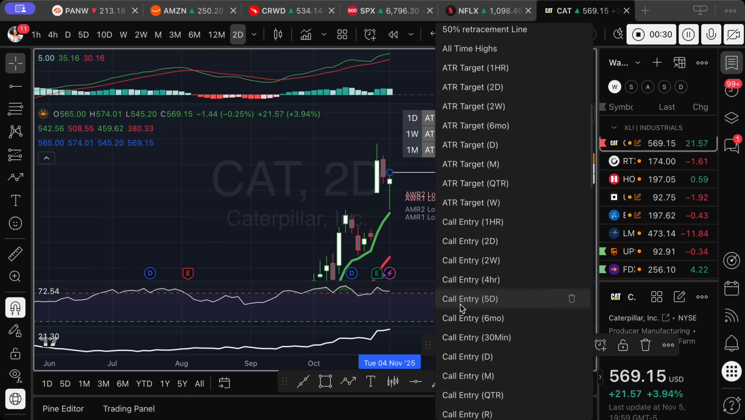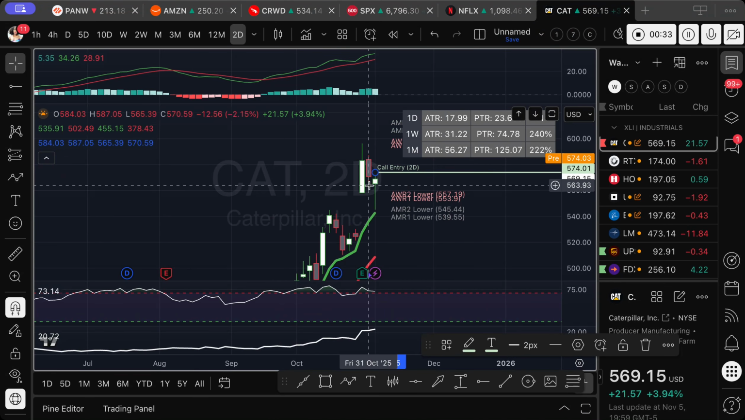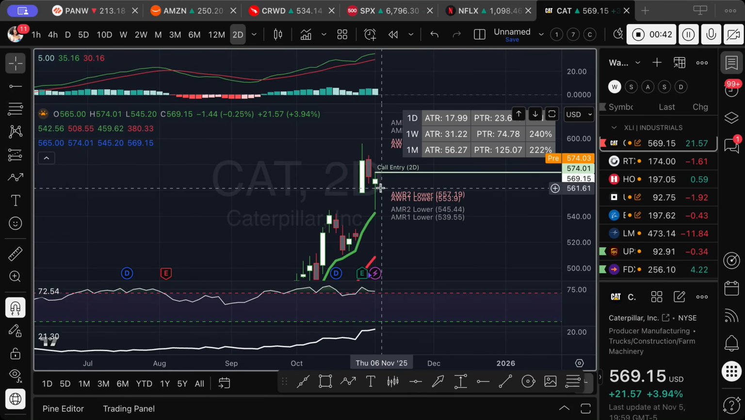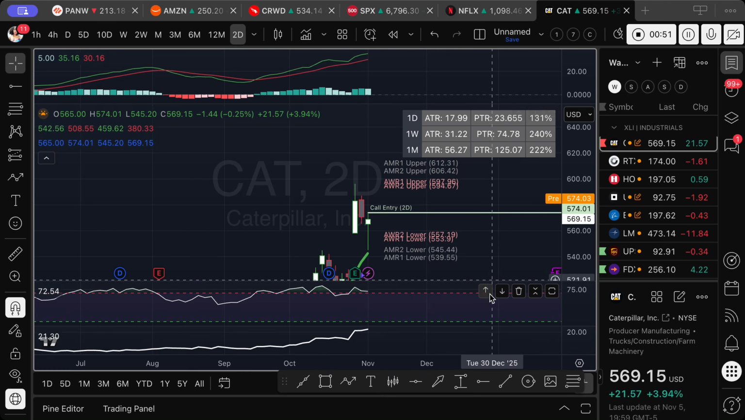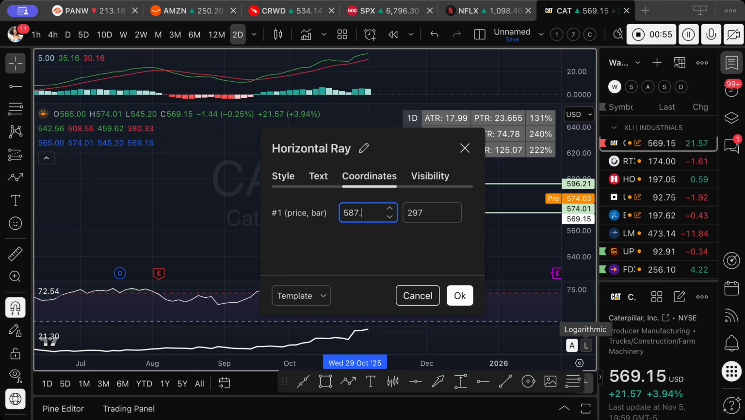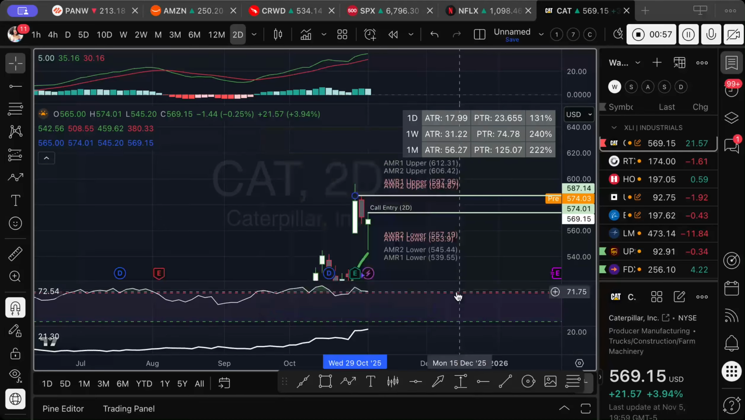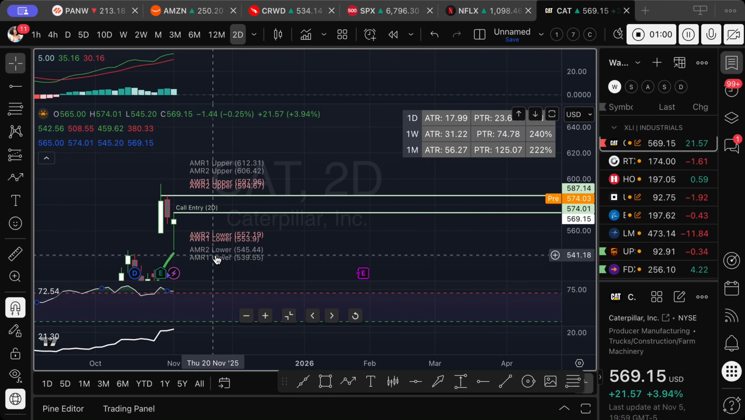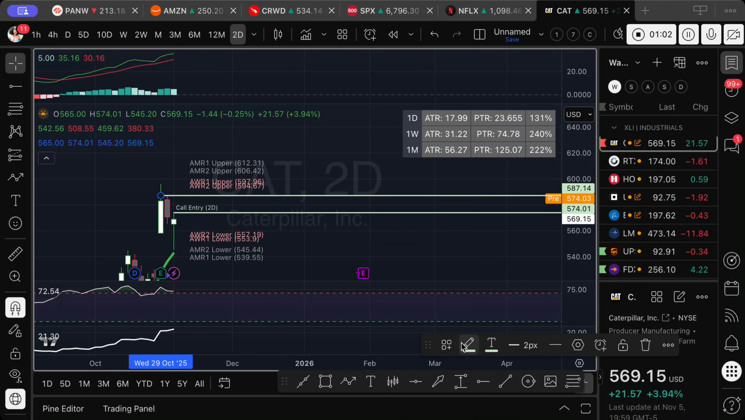So this is going to be our call entry off of the 2 day time frame. And let's just figure out our magnitude. And it appears as if we closed at 569.15. All right, so I'm looking at 587.14 to the upside. And that is going to be our ATR target. So let's go ahead and label that.